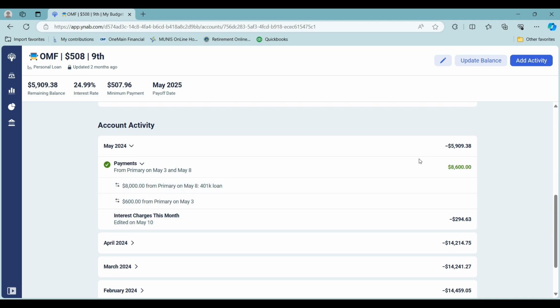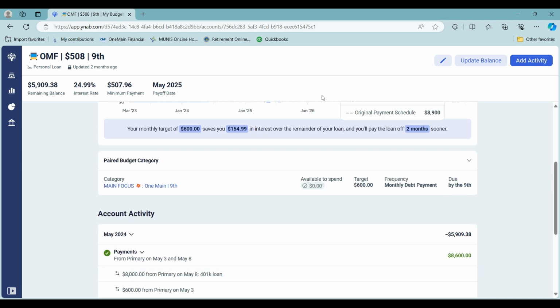So I made that $8,000 payment. This is after making the $600 payment on May 3rd. I made an $8,000 payment to OneMain. Right now I only have $5,909. It can be paid off according to my minimum payments and the interest, because YNAB calculates everything in here. I will be able to pay this off May of 2025. And for me, I'm going to knock this out before then.